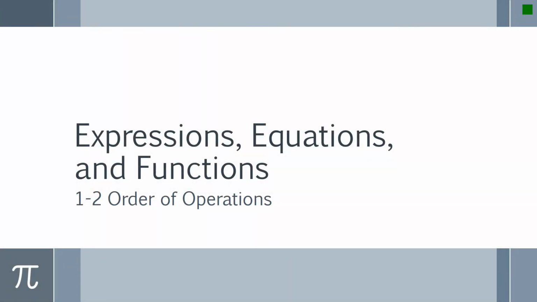Okay, so we've been working on evaluating expressions using the order of operations. And so now we're going to evaluate algebraic expressions. To evaluate an algebraic expression, we'll be given values for the variables, and then we'll replace the variables with these values. And then we're going to find the numerical value of the expression by using the order of operations.